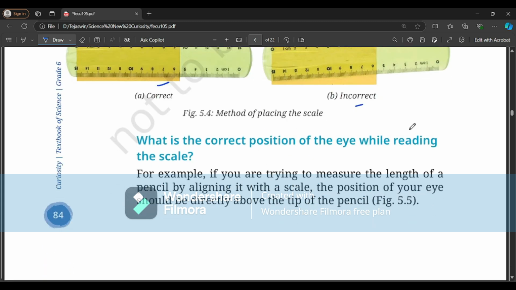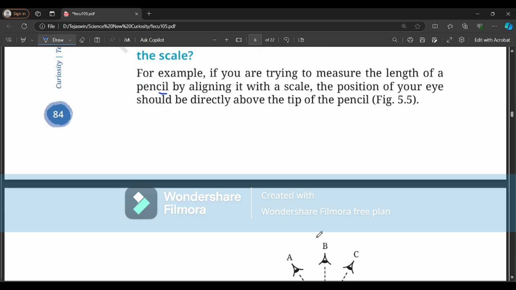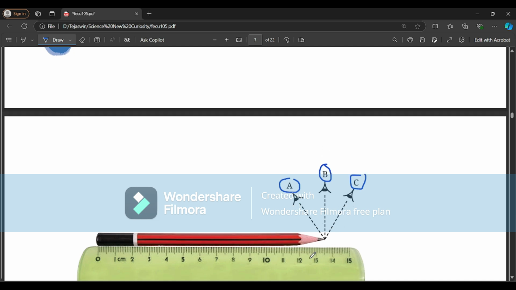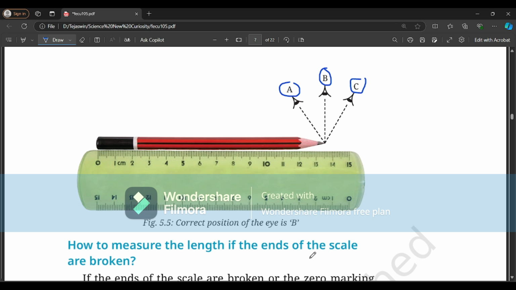So what is the correct position of the eye while reading the scale? For example, if you are trying to measure the length of a pencil by aligning it with a scale, the position of your eye should be directly above the tip. So here your eye should be directly above the tip. If your eye is here, you may measure it more, and if your eye is here, you may measure it less. So the eye should be directly above the tip of the pencil to measure the length correctly.